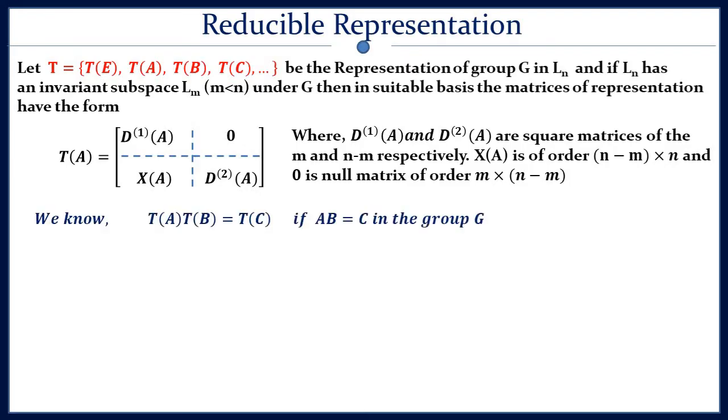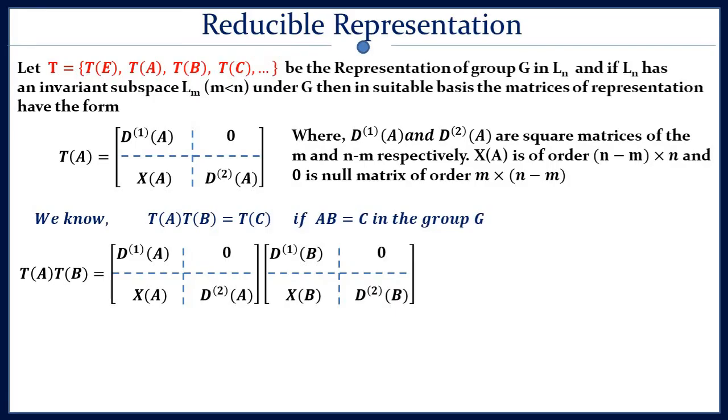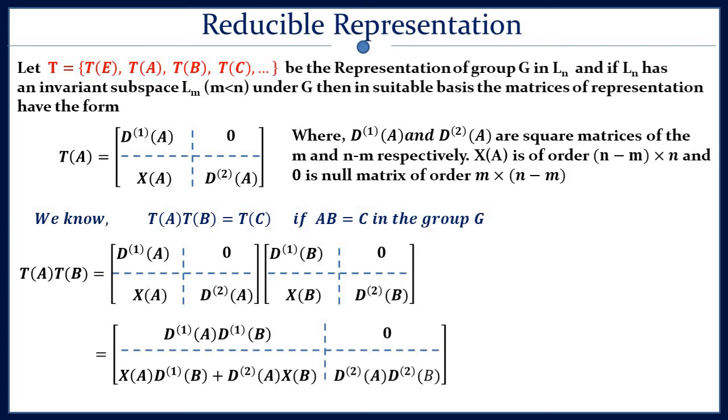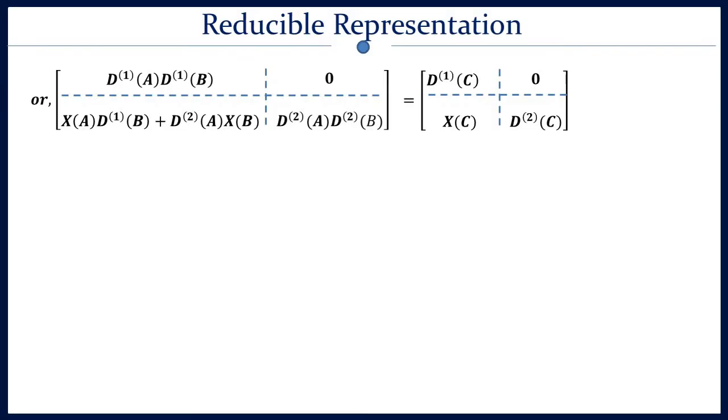Now as T is the representation of group G, then we can easily write Ta multiplied by Tb is equal to Tc for A into B is equal to C in the group G, right? This we know. So just substitute the values of Ta and Tb and use matrix multiplication, and we will get this matrix, and this is equal to Tc, right? Just solve it further, substitute the value of Tc and we will get this equation.